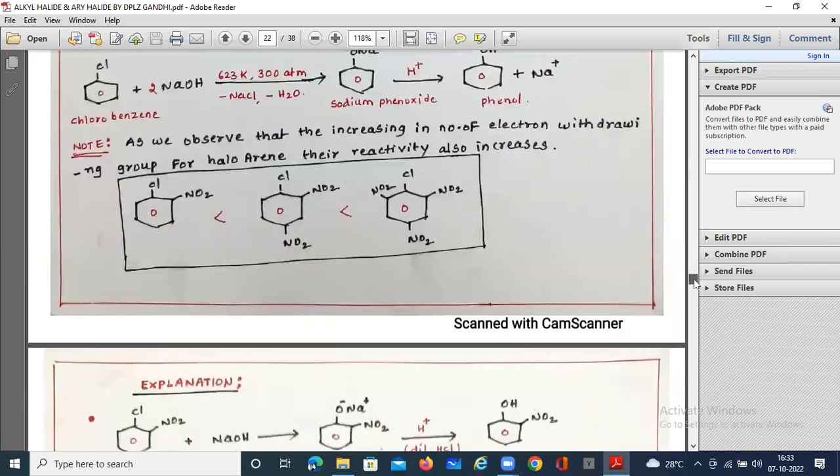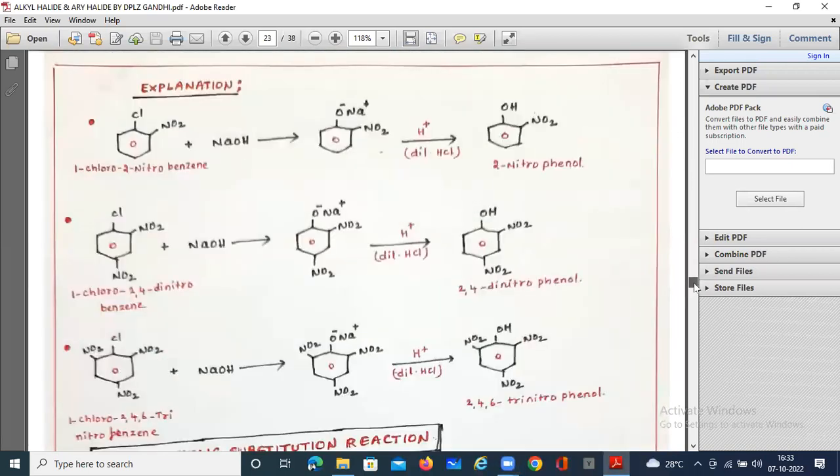Come to the point, let us go for the explanation. See, in the first one, what is the name of the compound? 1-chloro-2-nitrobenzene. First it reacts with what? Aqueous NaOH, according to the Dow process we learned previously. The halogen atom of the aromatic benzene ring is replaced by the nucleophile. What is the nucleophile over here? ONa.